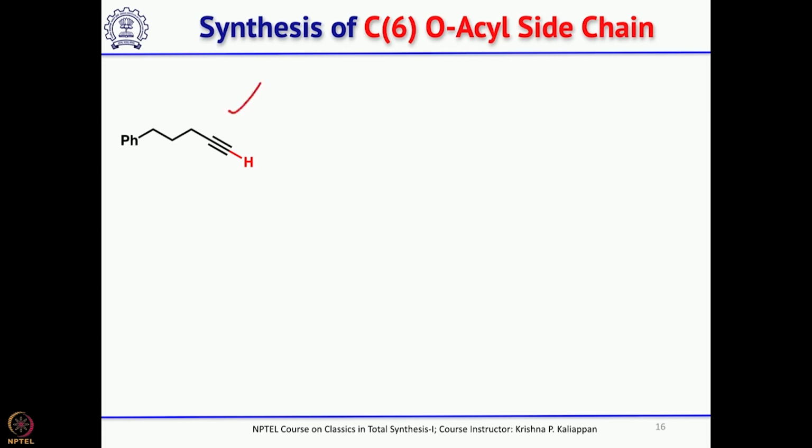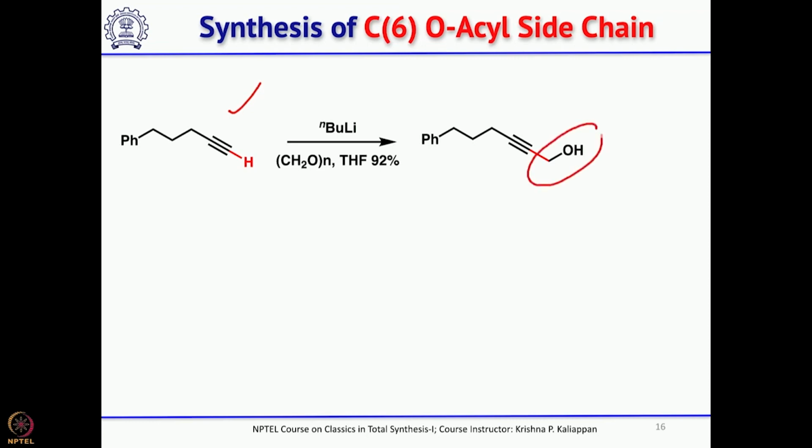So this is easy to prepare in 3 steps from TMS acetylene. Then n-butyllithium followed by quenching with formaldehyde, one can introduce this CH2OH. So first you remove this proton and then quench with formaldehyde. So that gives the CH2OH. Now LAH reduction: propargylic alcohol upon reduction with LAH gives trans allylic alcohol.